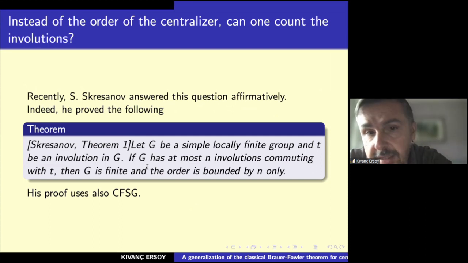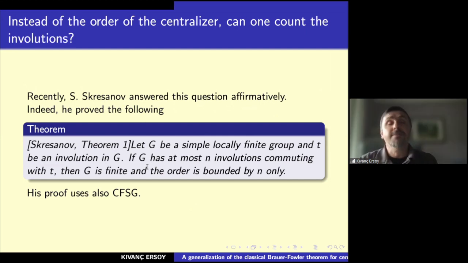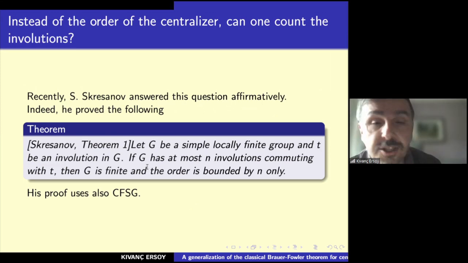So let's restate this theorem in the language of finite simple groups. There is an integer valued function f only in n, such that if you have a finite simple group with an involution commuting with only n many other involutions, then the order of this finite simple group is bounded by f of n.